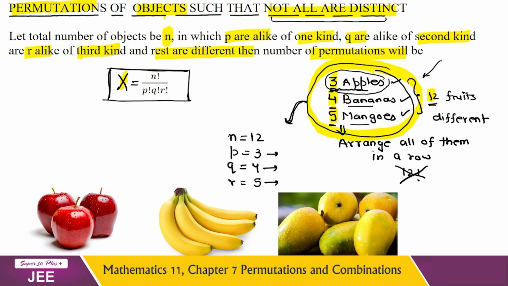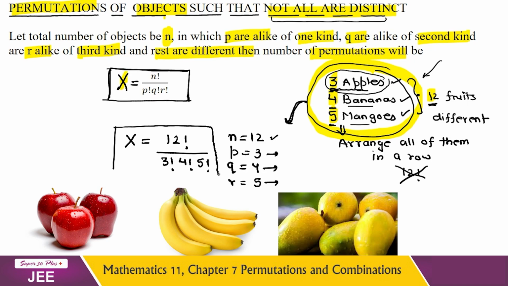So according to this topic, I am writing n equals 12, p equals 3, q equals 4, and r equals 5. So in how many ways can they be arranged? The number of arrangements will be equal to 12 factorial divided by 3 factorial into 4 factorial into 5 factorial. Alright, how to calculate it? I will teach you, but for now we should understand that this is our answer.